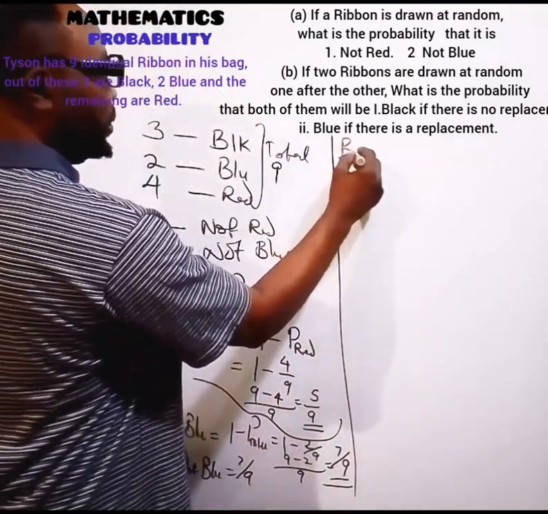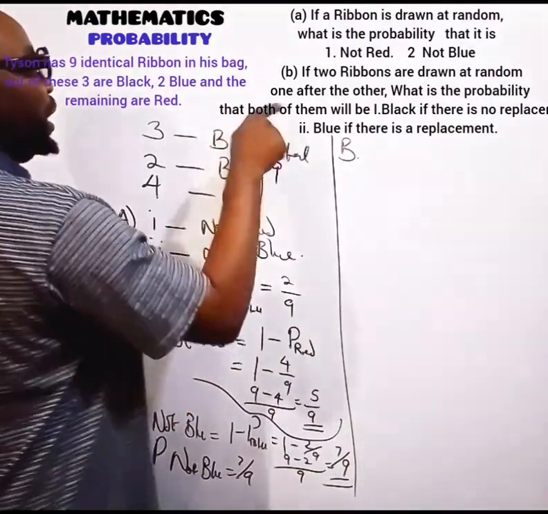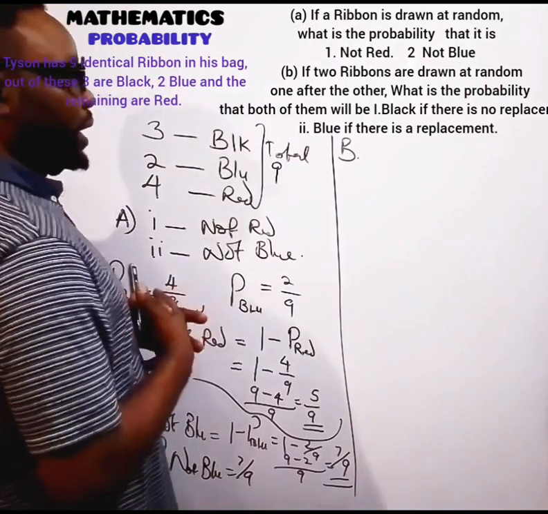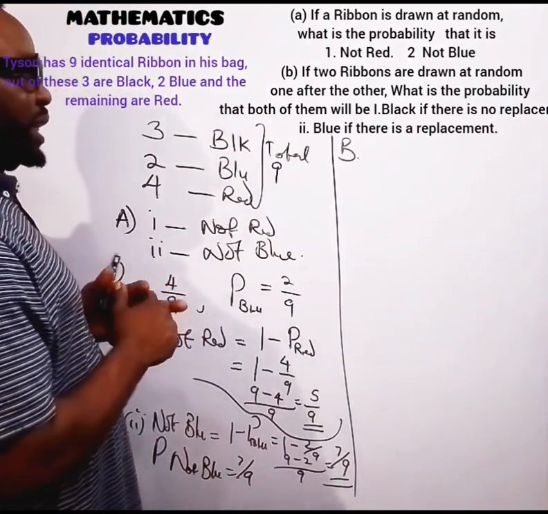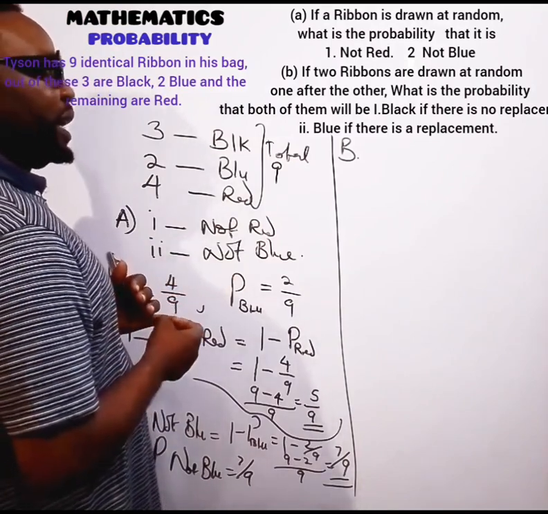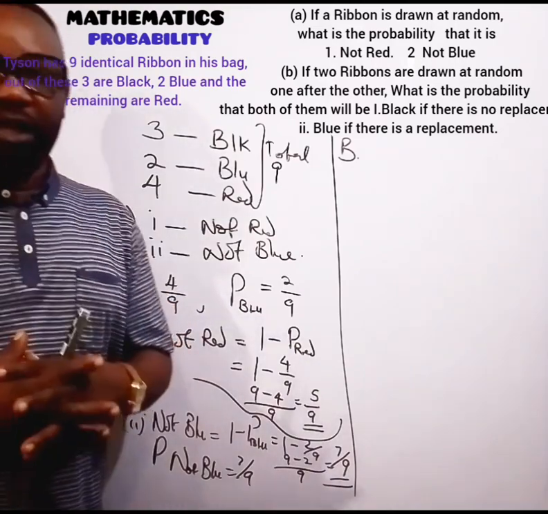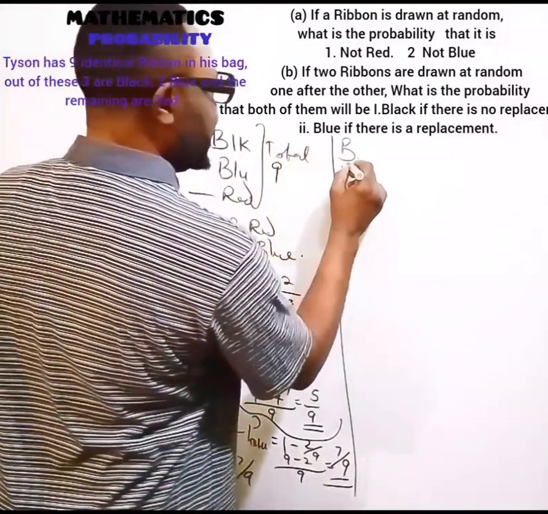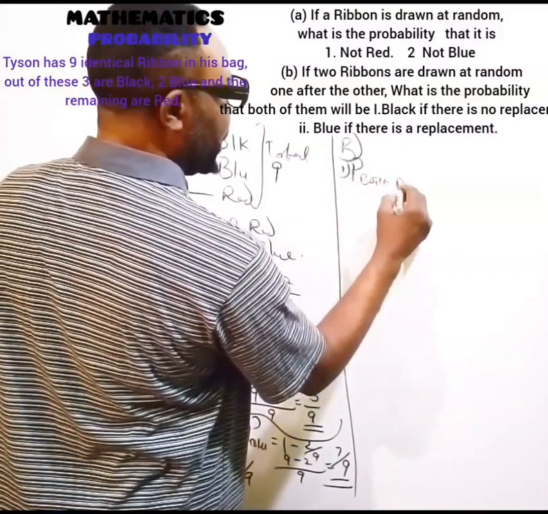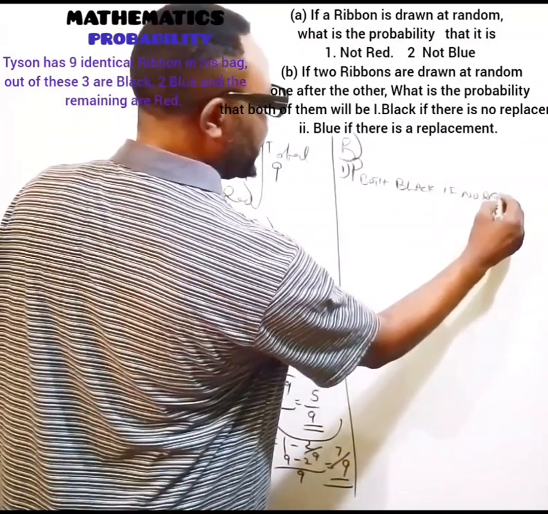Now we move to the second part of the question. The second part says, if two ribbons are drawn at random, one after the other, what is the probability that both of them will be black if there is no replacement? So the question asks for the probability that both are black, with no replacement.